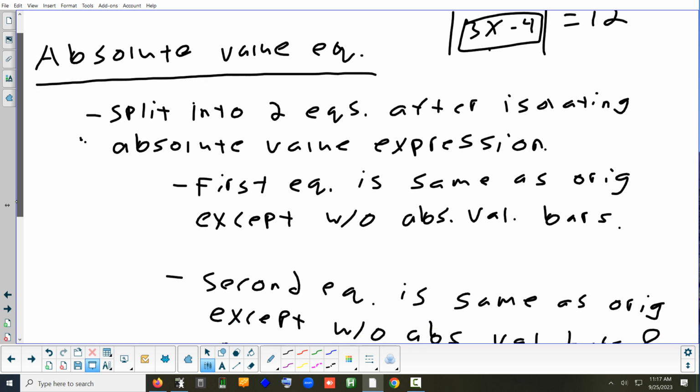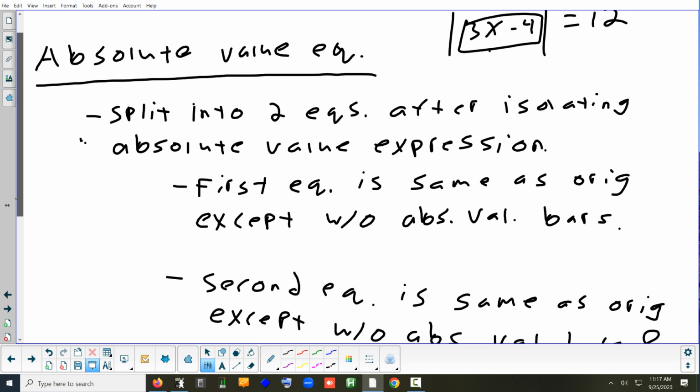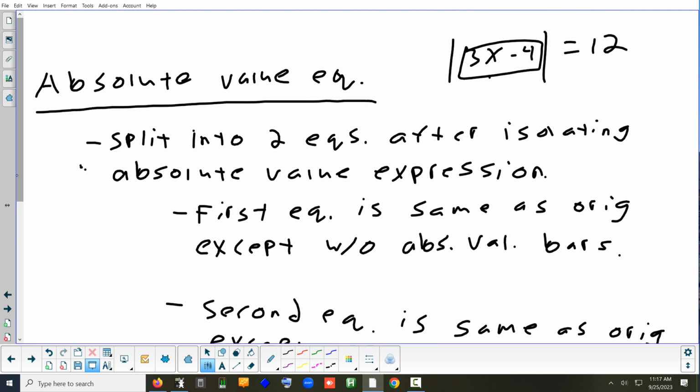But if the absolute value expression is not by itself, you have to fix that. So let's say you had something like this. Now, we don't have the absolute value isolated. We have a plus 4 in front of it. So anyone have a guess what you would do first to get the absolute value isolated? Yeah, how would you do that? Yep, you'd subtract the 4 from both sides, and then it would be isolated.